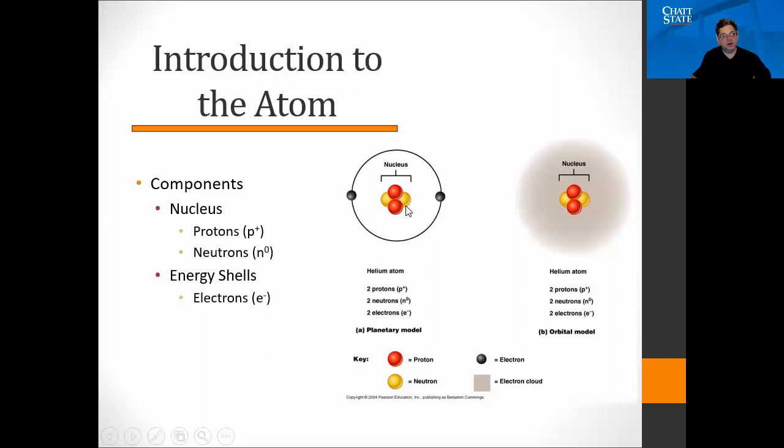Here's the anatomy of our atom. We've got two protons and two neutrons in this nucleus specifically. So the fact that we're looking at an atom of two protons, what atom must that be?